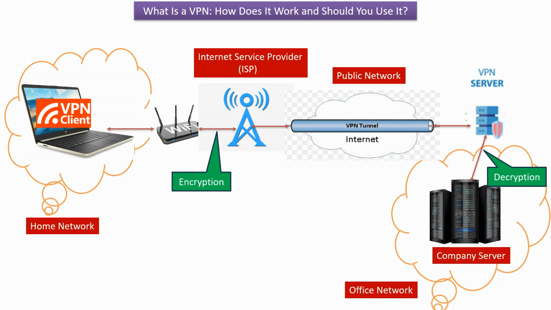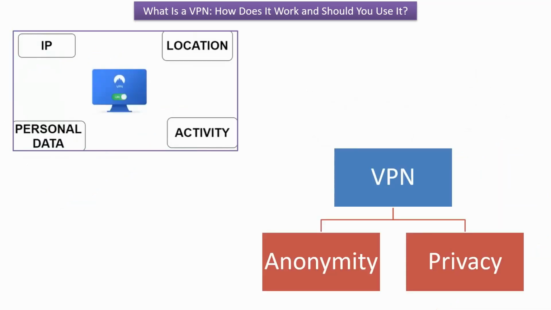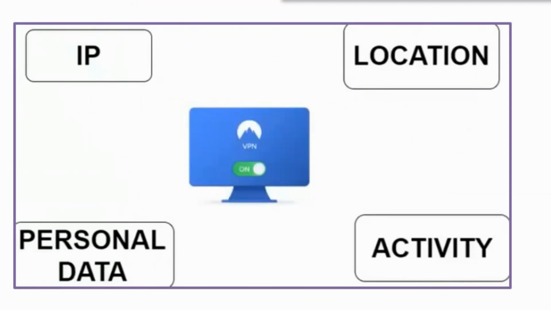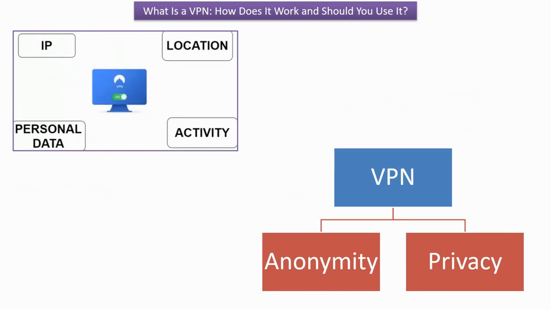Whatever information is sent from your computer to the company server via the VPN tunnel is encrypted, so the hacker cannot see what information is sent from your laptop to the company server. VPN secures your IP address, secures your personal data, and hides your location. If you are using VPN, the outside world does not know what activity you are doing.